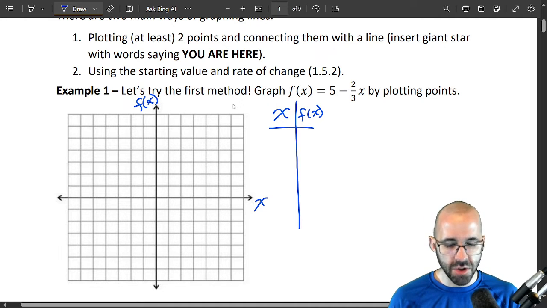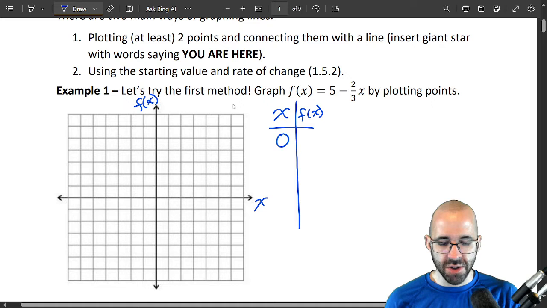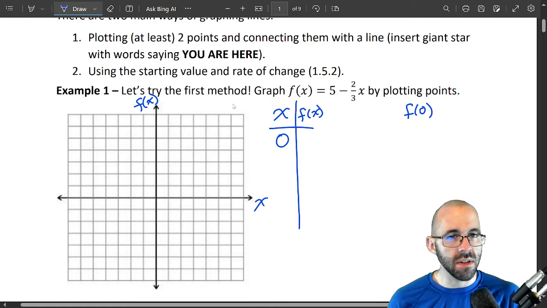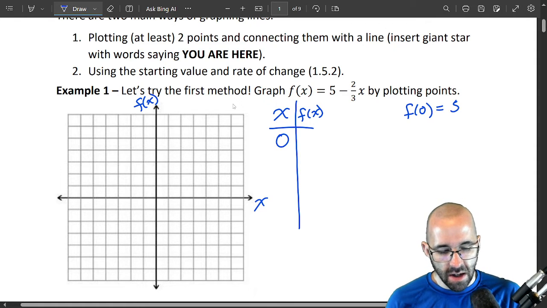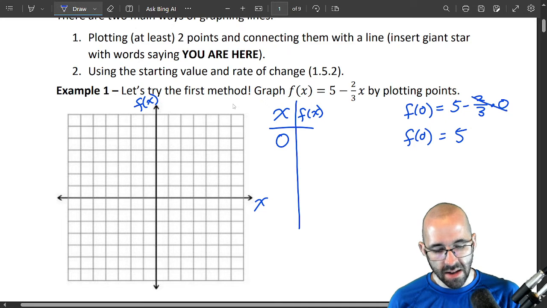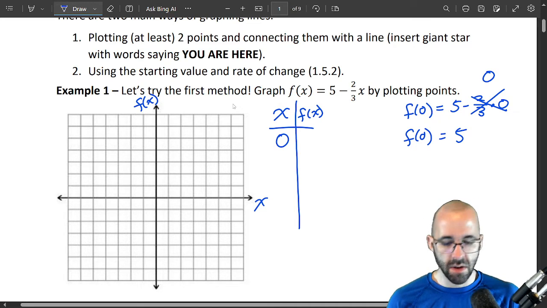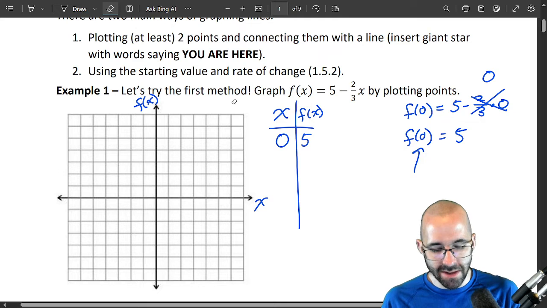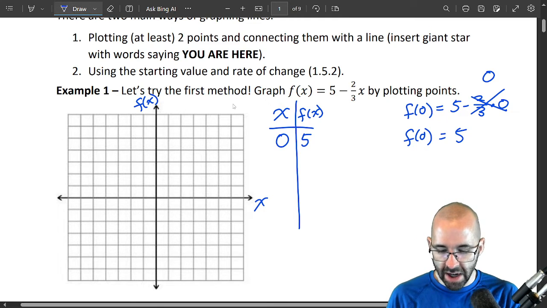So let's plot some points. Choose any points you want. I like choosing an input of 0 because it's easy to do math. So then off to the side, we say, what is the function evaluated when X is equal to 0? Well, you just replace all the X's with 0. So f of 0 is equal to 5 because anything times 0 is just 0. An input of 0 is an output of 5. And again, as a reminder, this is not multiplication. This is not f times 0. This means the function evaluated at 0. So we have the point when x is 0, y is 5. We can plot the point.